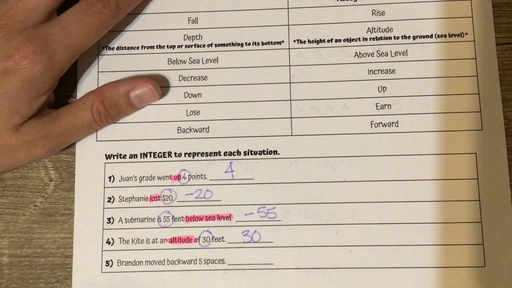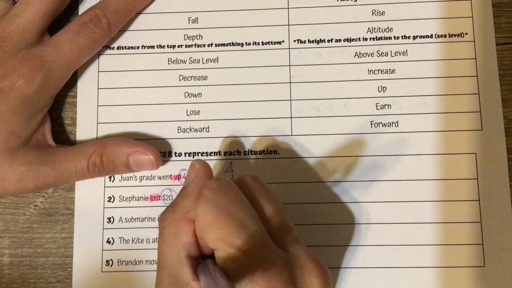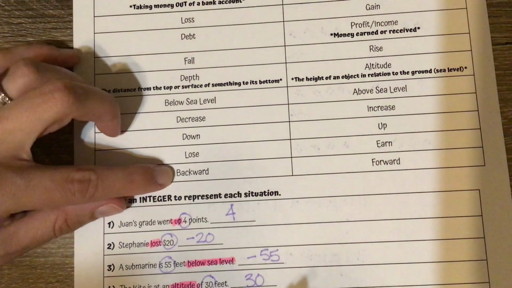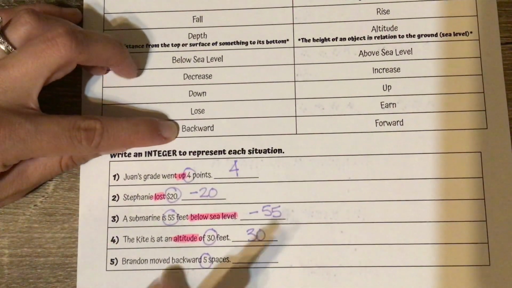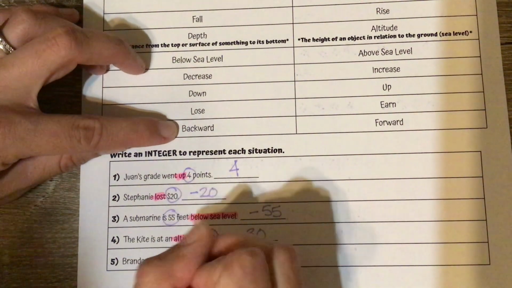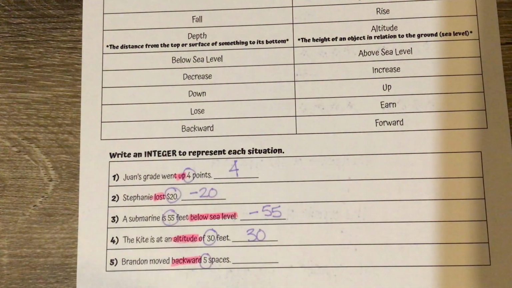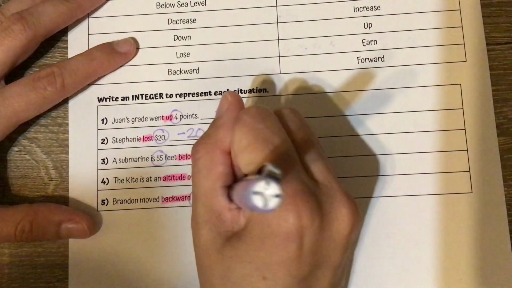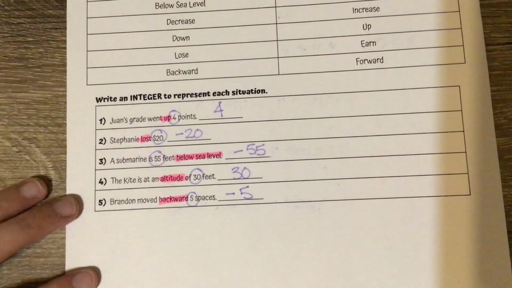And last one, Brandon moved backwards 5 spaces, circling the key number. The keyword that I see here is backward. So I'm going to highlight that word. And backward is negative. If you're playing a game, you don't want to go backwards. So it is negative 5. And that's it.